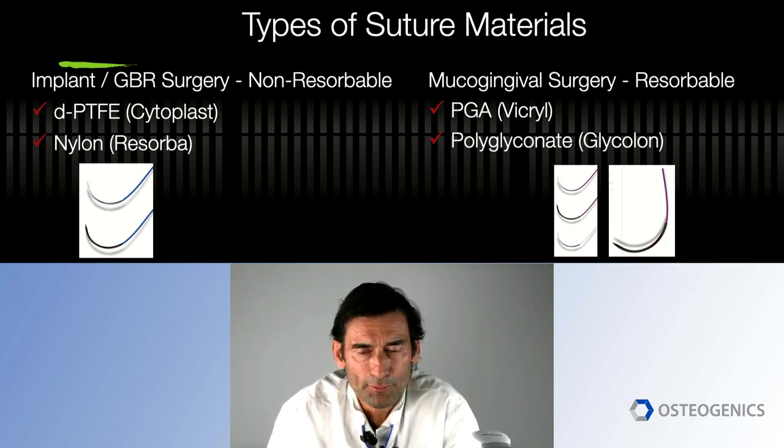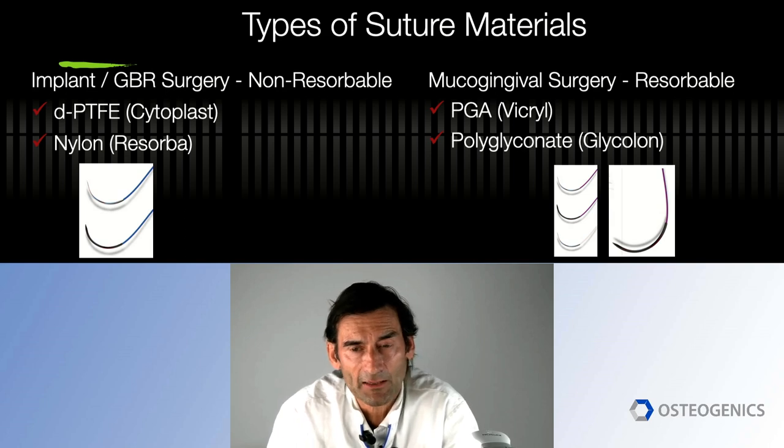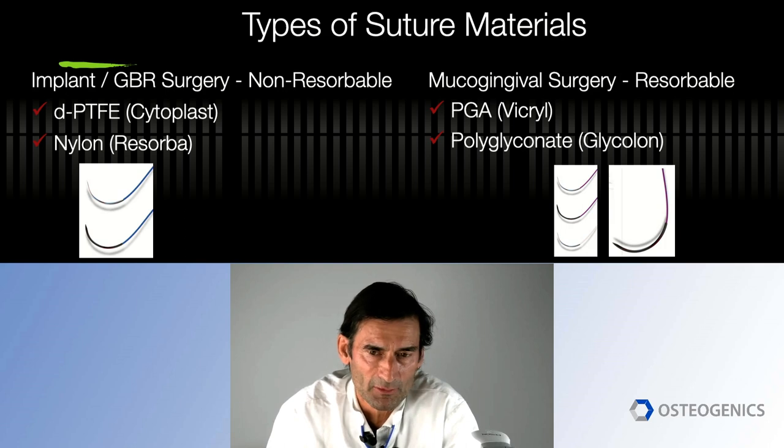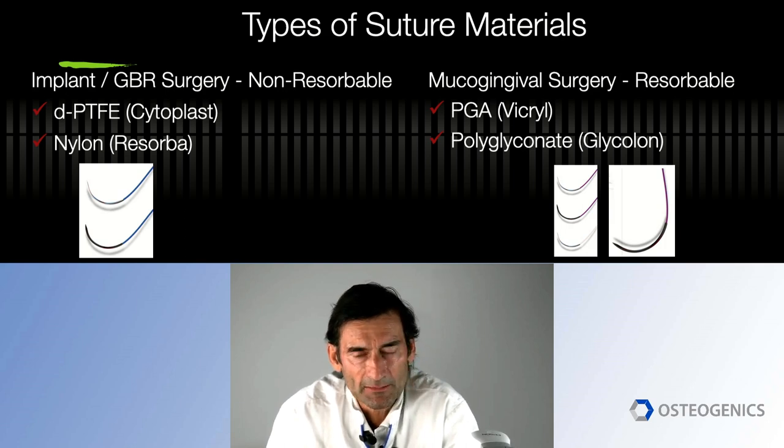So predominantly we use non-resorbable sutures for implant placement and for any kind of GBR or bone grafting or sinus grafting. So any type of hard tissue grafting and any type of implant placement, it's mostly a non-resorbable suture. So then we go straight to the resorbable suture. Like when is that indication?